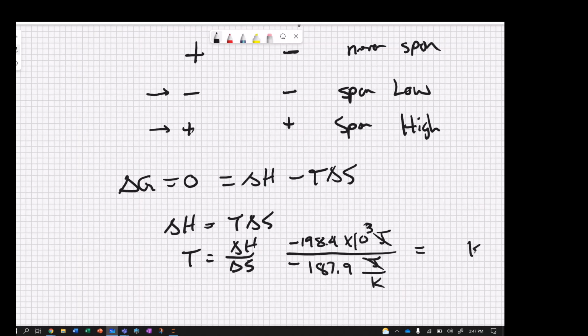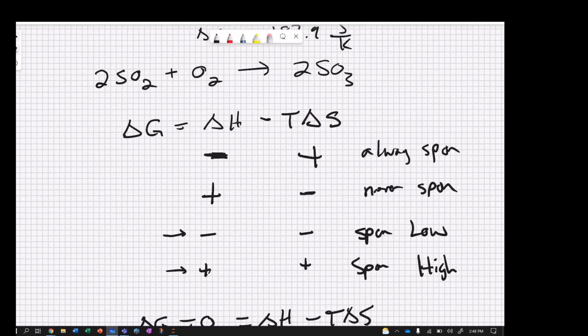And so you guys tell me, at what temperature does this thing become not spontaneous? The negatives cancel out and give us a positive. 1055.88 Kelvin.